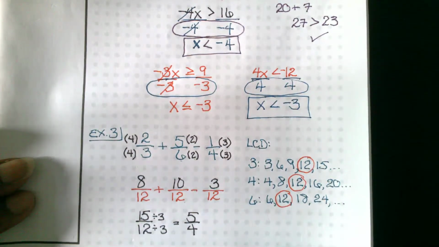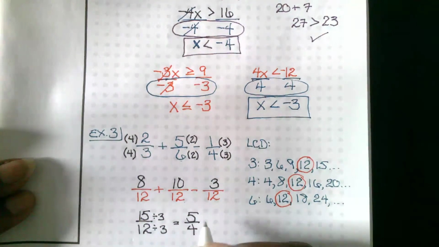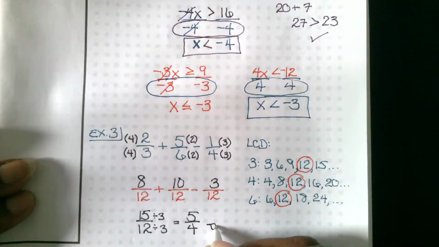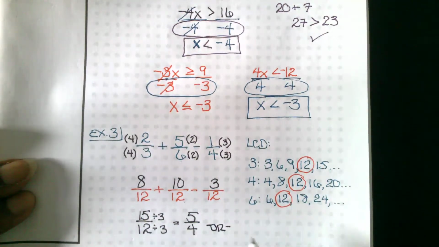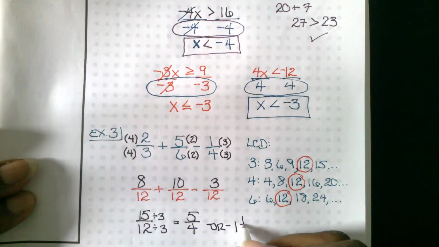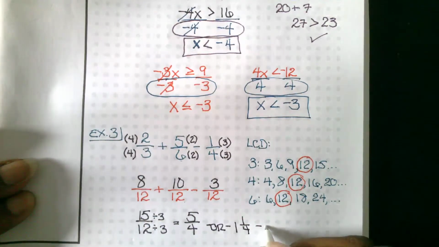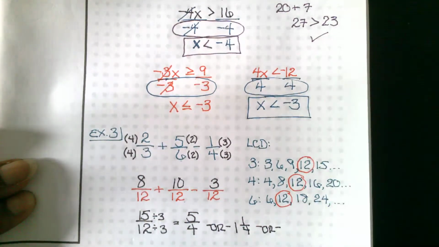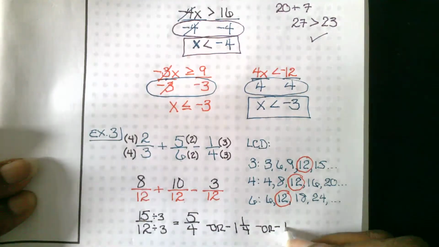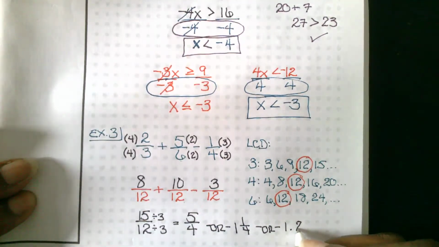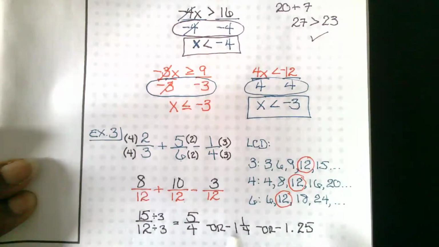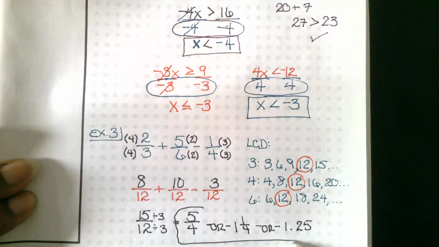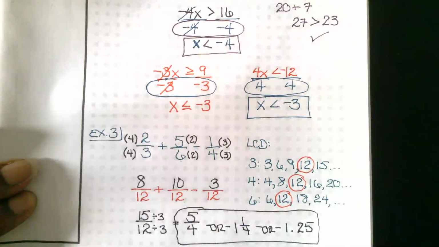So I could leave my answer as this improper fraction of 5 fourths. Or I can actually divide 5 divided by 4 and I can get a mixed number, which will be 1 and 1/4. Or I can actually divide it and get 1 and 25 hundredths. Either way, it depends on what is being offered as an answer.